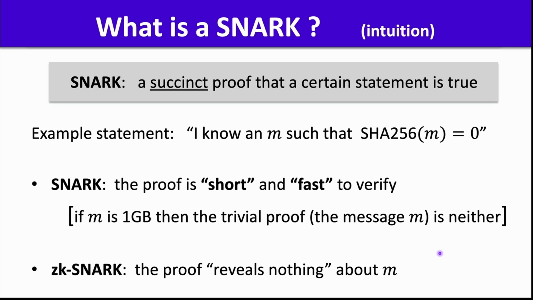Now, there's an extension to a SNARK called a zero-knowledge SNARK, where not only do I want to convince the verifier that I know a message M that satisfies the property, I also want to do it without revealing anything about the message M other than the fact that its SHA-256 hash is equal to 0. This is called a zero-knowledge SNARK. So it allows us to prove that certain statements are true without revealing anything about why the statements are true.